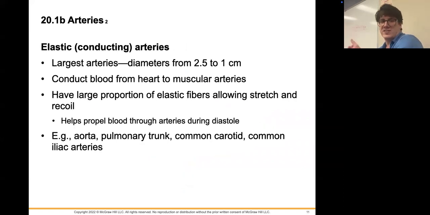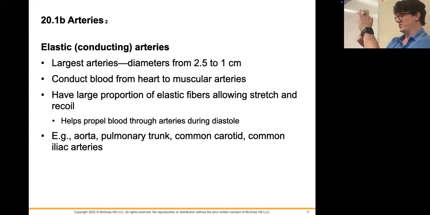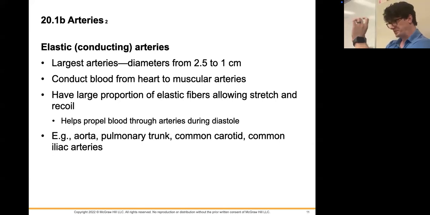Now, our elastic arteries, like I said, are the largest arteries. They're going to range in diameter from 2.5 to 1 centimeter. To give you an idea, 2.5 centimeters is about that big, and that's just the diameter. So imagine a circle about the size of one of the joints of one of your fingers. That's a pretty big circle. We're talking inside my finger, literally that big. That's a blood vessel. We don't want that to break. Thus, we have the elastic in there.